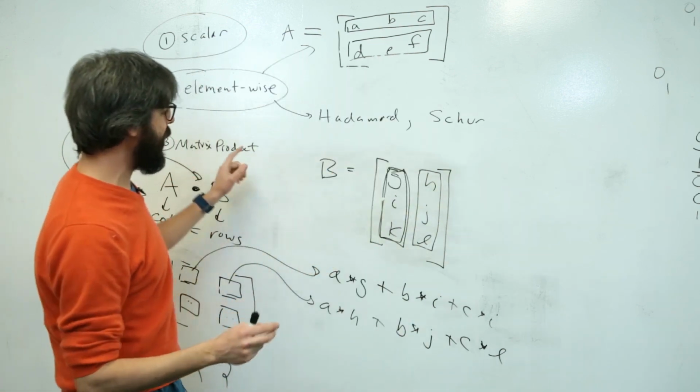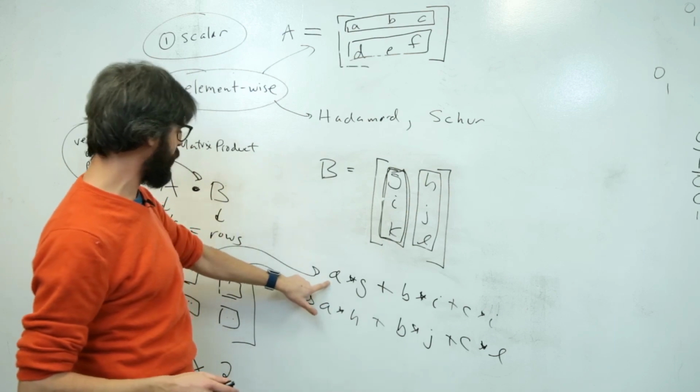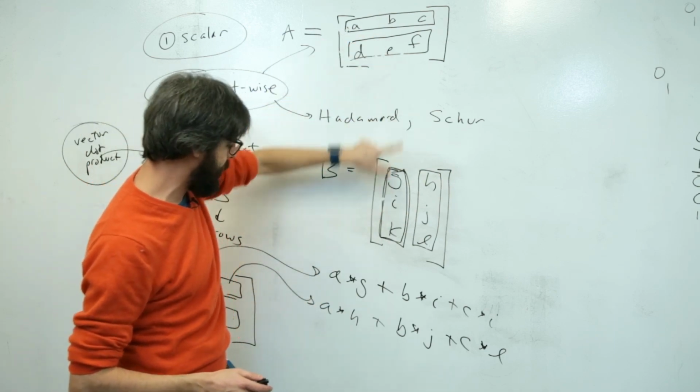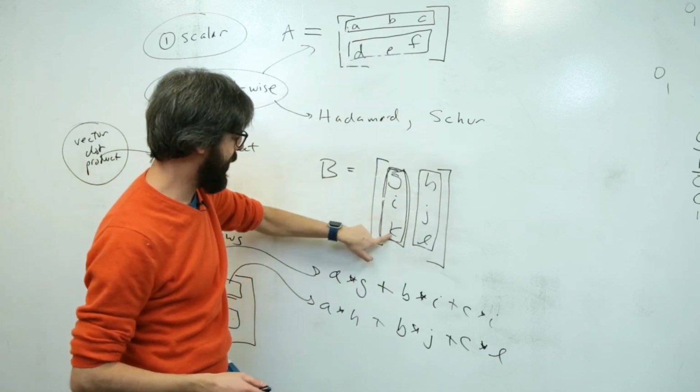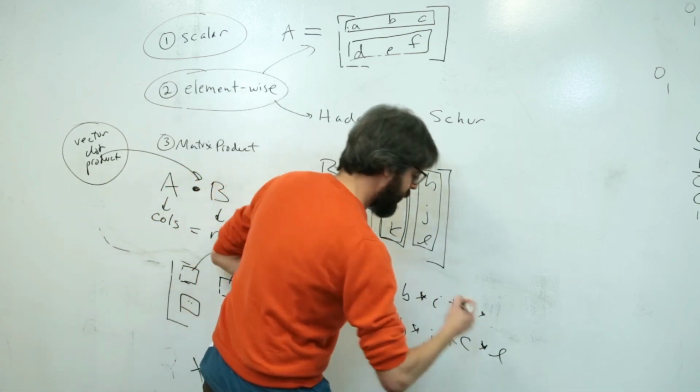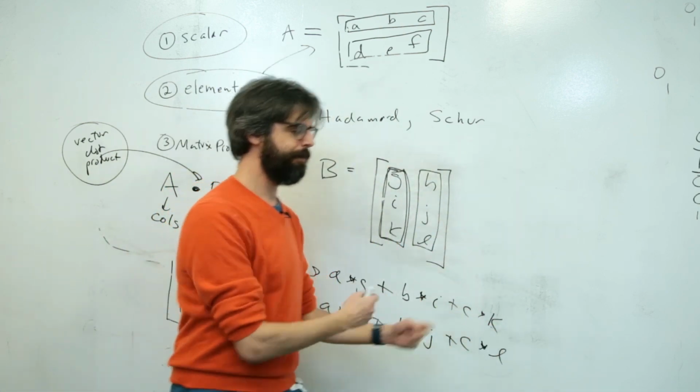Minor correction, hopefully I said the right thing. But I do have something wrong here. A times G, B times I, C times K. This should be a K right here. Ta-da!